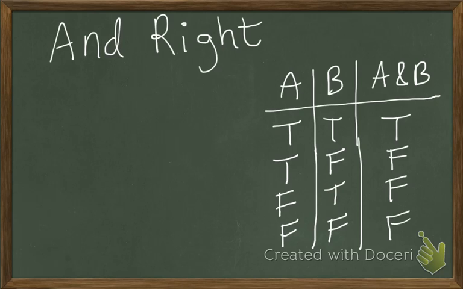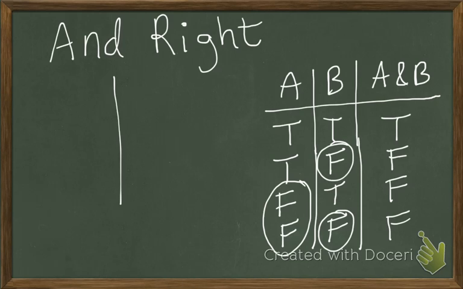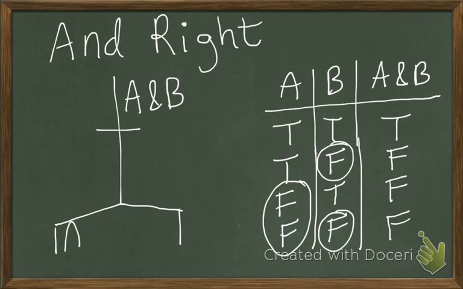However, it can be boiled down to 2 ways. Either A is false or B is false. And that's how the rule of and right will work. So if we have the formula A and B is false, well then we know that either A is false or B is false.